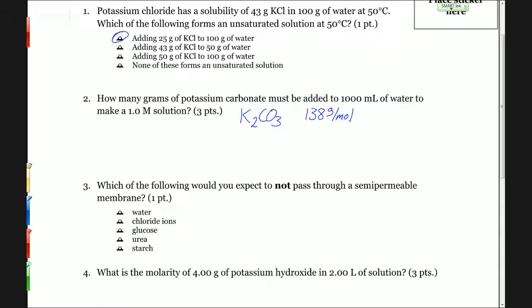So if we want a 1 molar solution, that means 1 mole in 1 liter. If there's 138 grams in 1 mole, then that's the answer. 138 grams have to be added. That's 1 mole. We want 1 liter. So 1 mole per liter is 1 molar. And that's it.